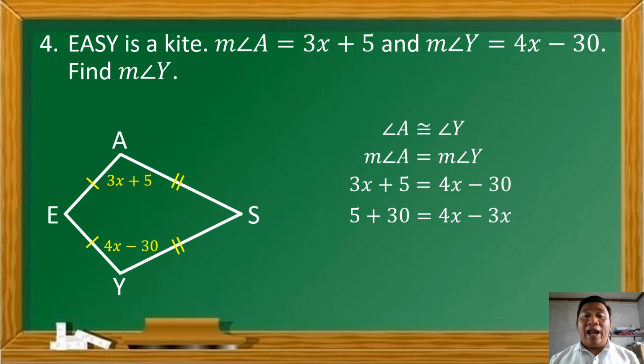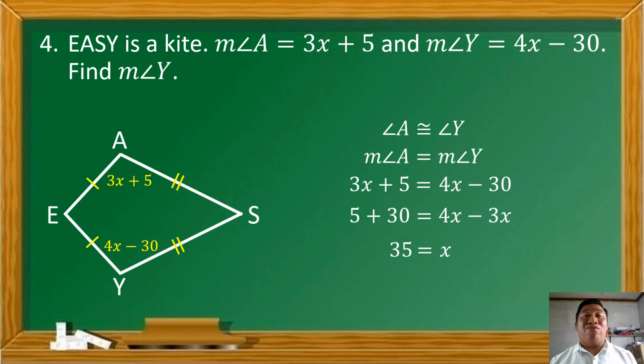Which is equal to 4x minus 3x. Kasi nga, si 3x, nung tinranspose natin papuntang right side, nagbago ang sign. Naging negative 3x na siya. Alright? Ngayon, meron na tayong 5 plus 30 is equal to 4x minus 3x. Then, pwede na tayong mag-combine like terms. Okay, so simplify na natin yung left side. So, we know that 5 plus 30 is equal to, very good, it's 35, which is equal to 4x minus 3x, that is x. Alright?